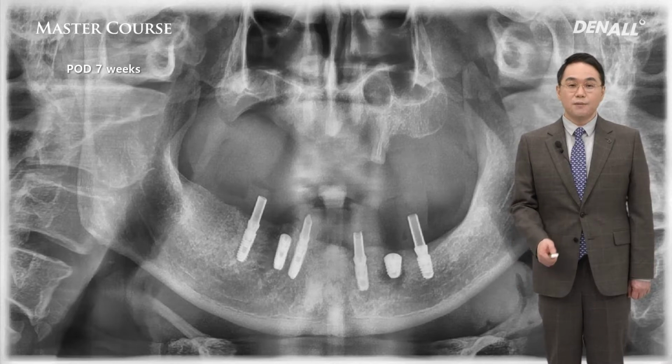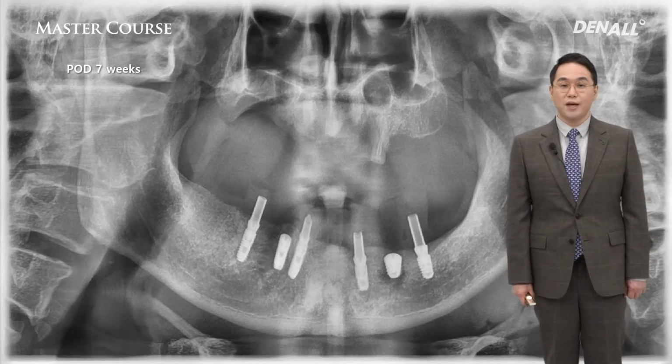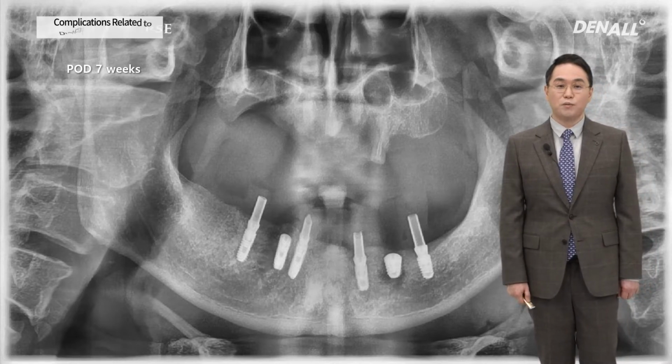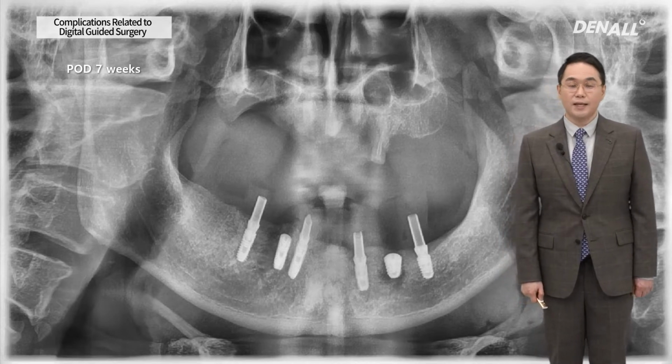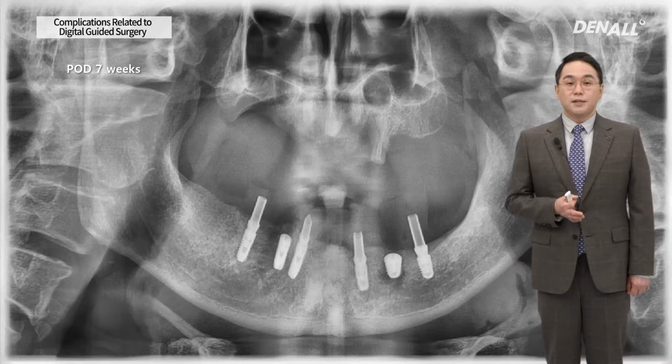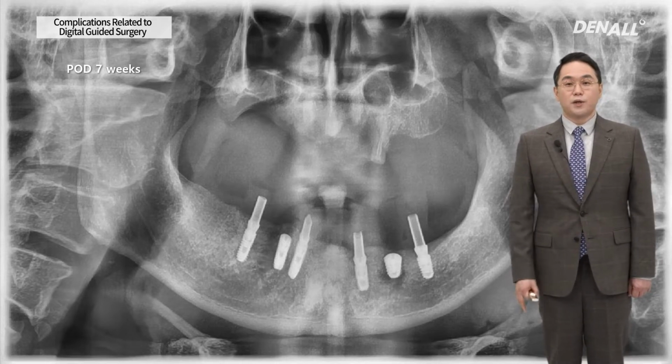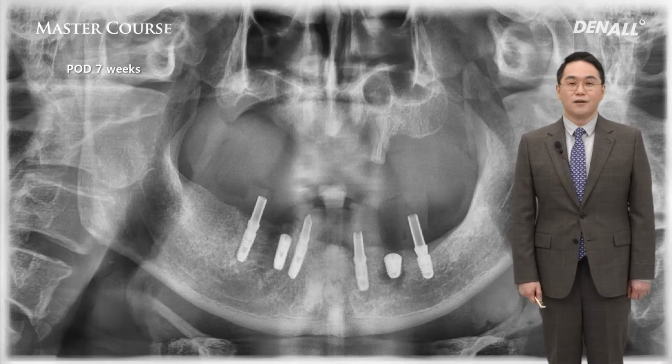Although 7.0 was placed on the apical area, you can see extensive bone defect. I believe that is heating necrosis. Number 34, that was the problem. Number 36 was okay, but why just number 34?